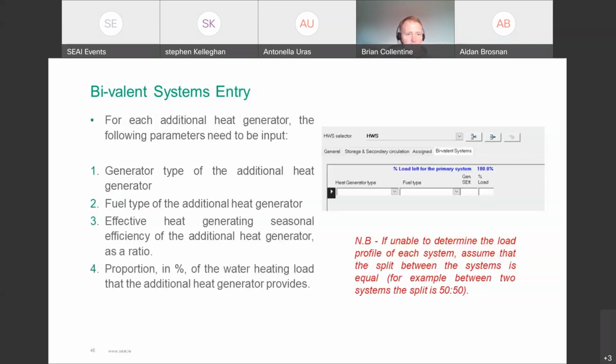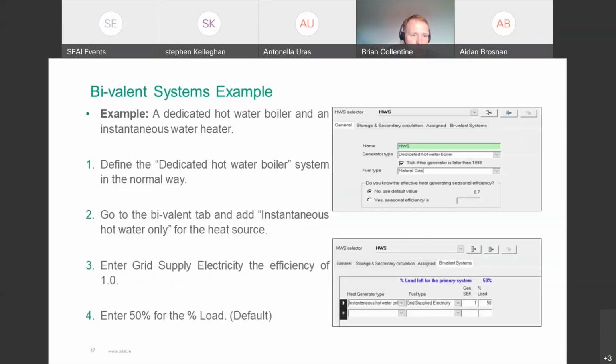for each additional heat generator, the following parameters need to be inputted: generator type, fuel type, effective heat generator seasonal efficiency, and the proportion. If unable to determine the load profile, there is a default which is 50-50. It can be assumed, but you might be able to make an assessment of the load profile. But if in doubt, you can always use the default. So we'll go through a quick example here.